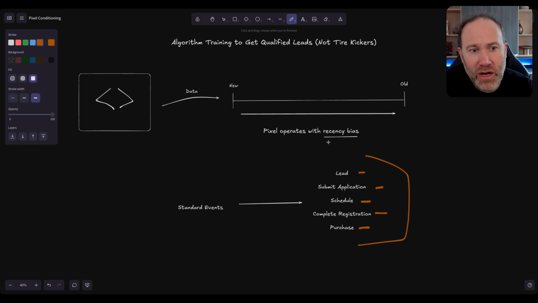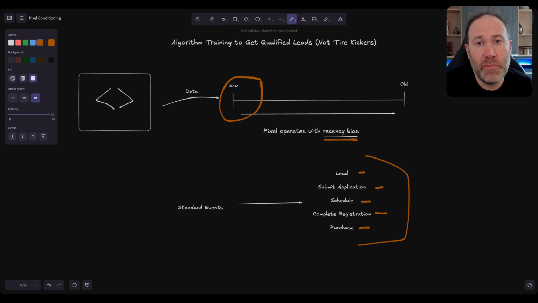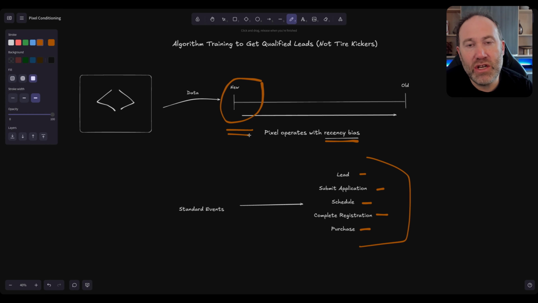So the pixel, the algorithm, operates with what we call a recency bias. What that means is it provides more weight to the new events, to the new things that have happened, than it does to the old events. So if, for example, you've been sending back good data for the last 6 months, but bad data in the last 2 weeks, it's going to provide more weight to that new data than it is to the data 6 months ago. And so you'll start seeing a deterioration in your results. Now, this is actually good news if you've been messing up your tracking, and I'll show you how to fix it later.